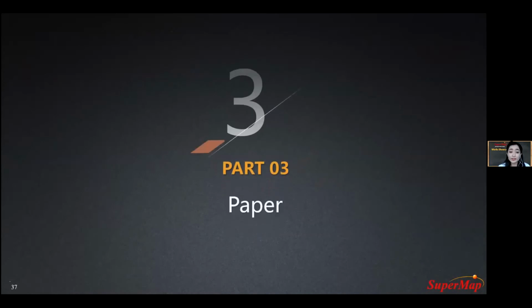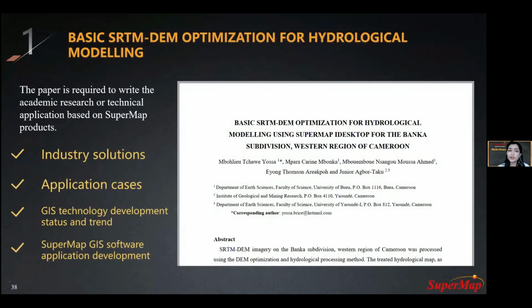And part 3 is a paper. The paper is required to be academic research or technical application based on the SuperMap products. And your subjects can involve the following content, such as industry solutions and application cases, GIS technology development status and trends, and SuperMap GIS software application development. And this is the work of the paper. This is the SRTM-DEM optimization for hydrological modeling.